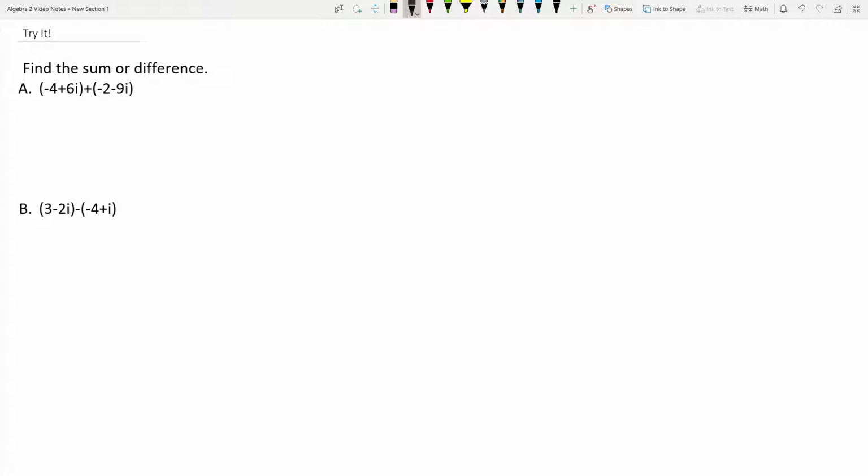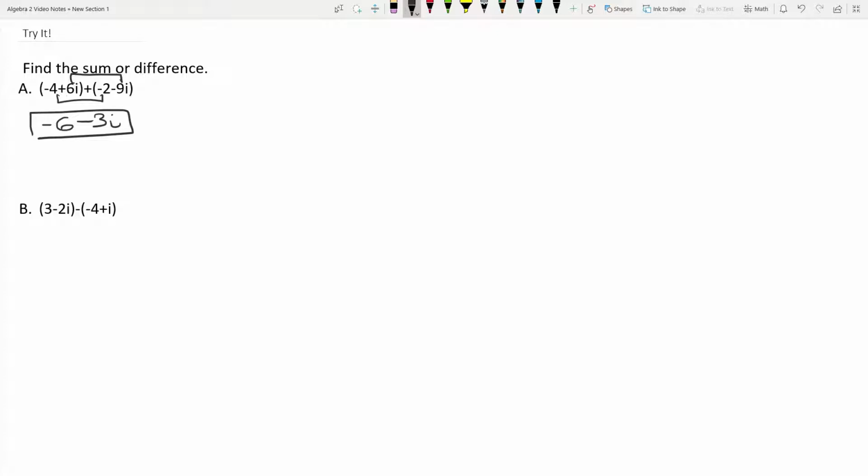All right, hopefully you tried the problems. Let's go over them together. So we're going to combine the like terms. We got negative 4 plus negative 2 is negative 6. We got 6 plus negative 9 is negative 3, and then with an i, and that's it.